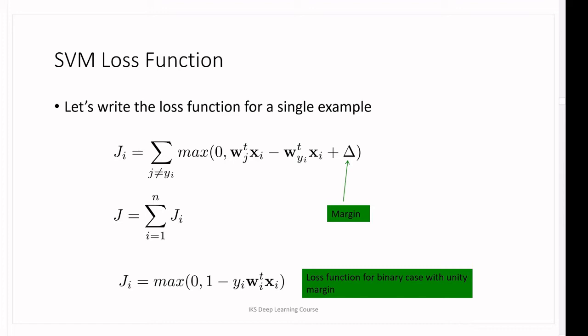Now let's say that we have only two classes. In that case, the loss function that I have defined above basically turns out to be J sub i equal to max 0, 1 minus yi wi transpose xi. So basically this is a loss function where the margin is 1. If I was to have a different margin, then instead of 1, I'll have some other number there.